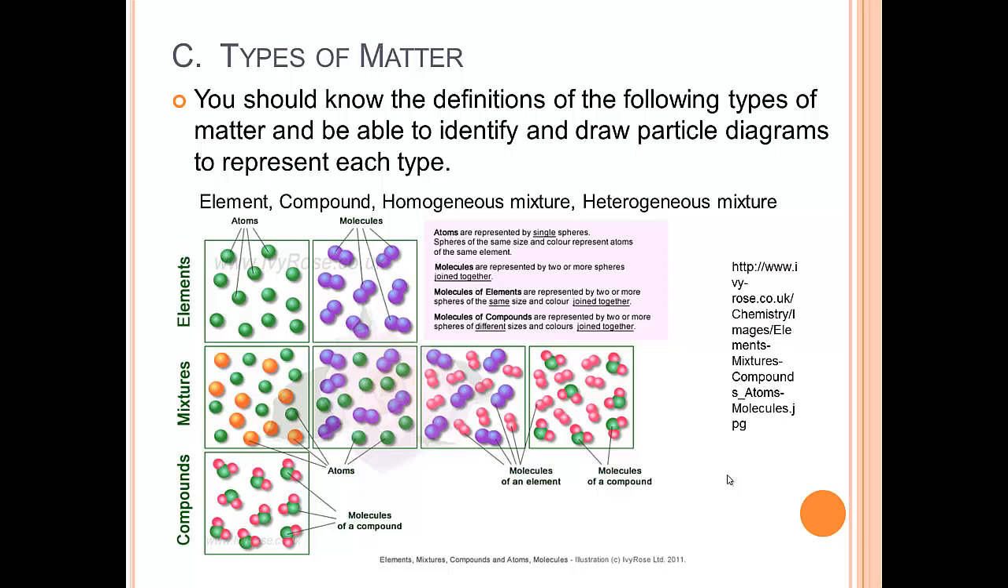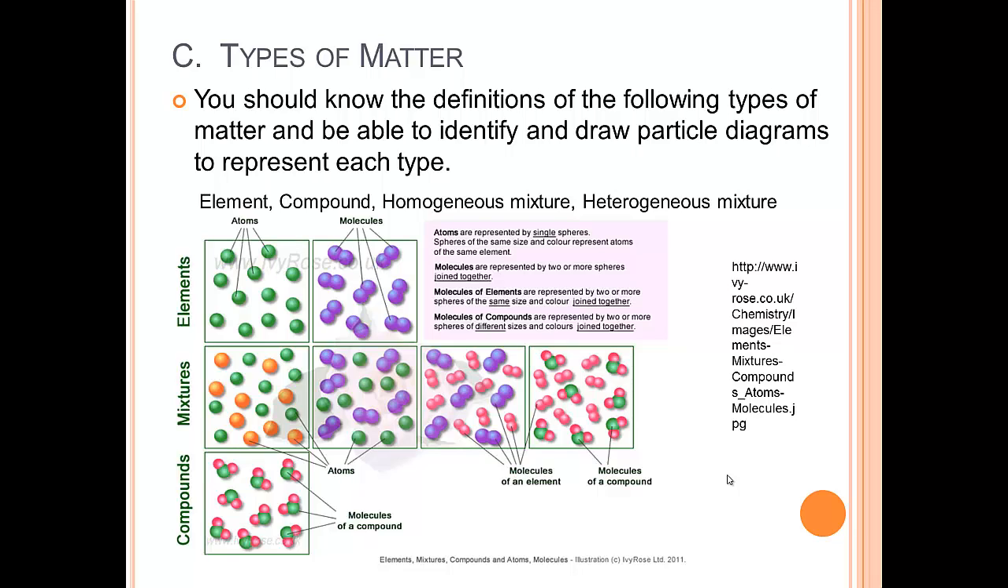Elements can either exist as just single atoms or they can be multiples of the same atom, but elements have to contain just one type of atom. Compounds, on the other hand, have two or more different atoms chemically combined together in a fixed ratio. So the one that they have there is water, which is H2O. It will always have two H's for every one oxygen.